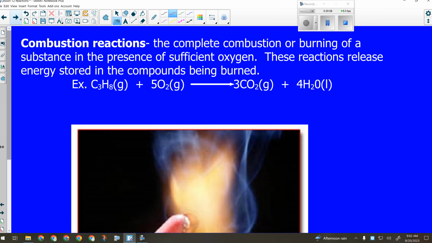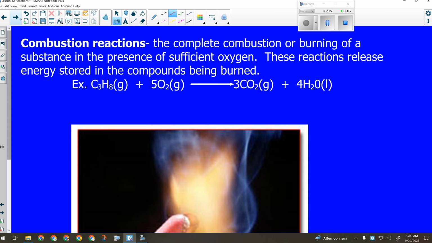All right, so in this combustion reaction, in this one in particular, we have C3H8. Anyone know what this gas is called? Propane, yeah. This is propane. It's the stuff that you use in a barbecue. So propane burning in the presence of oxygen is going to produce carbon dioxide and water. Is this reaction balanced? Yes. Well, let's double check it.